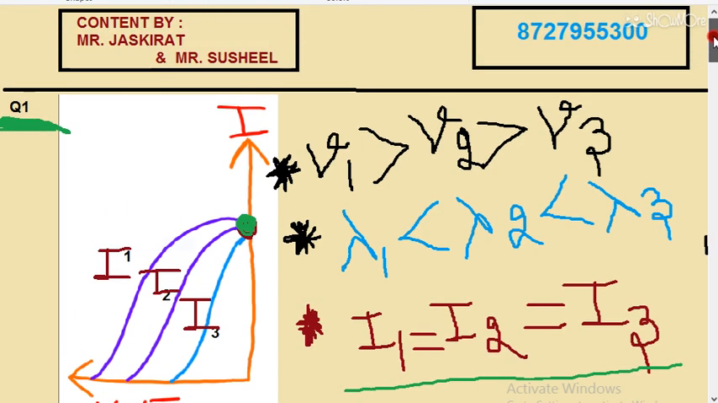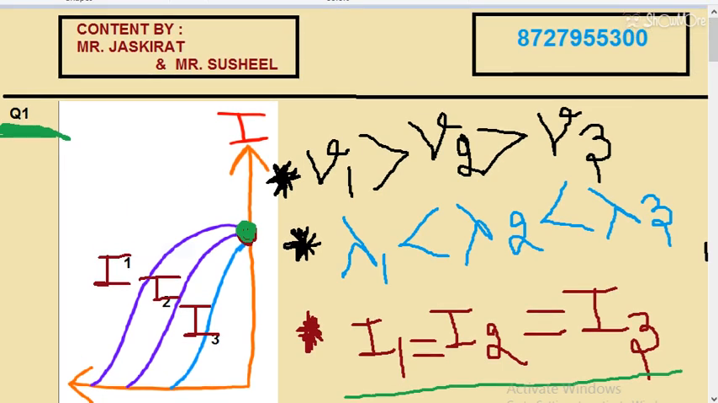So these types of graph questions you can expect in the examination.